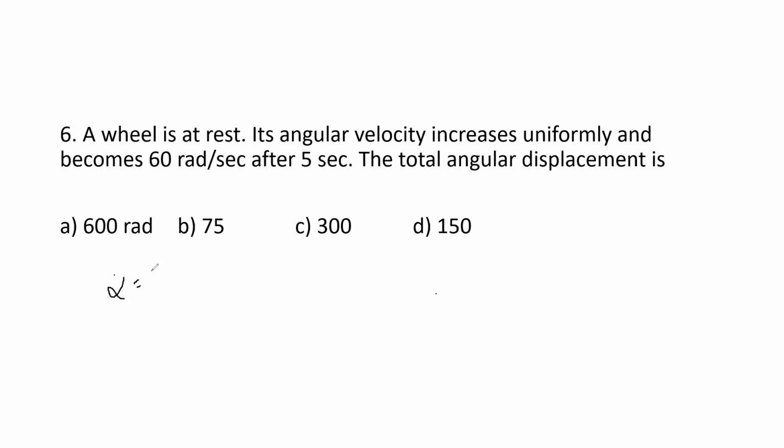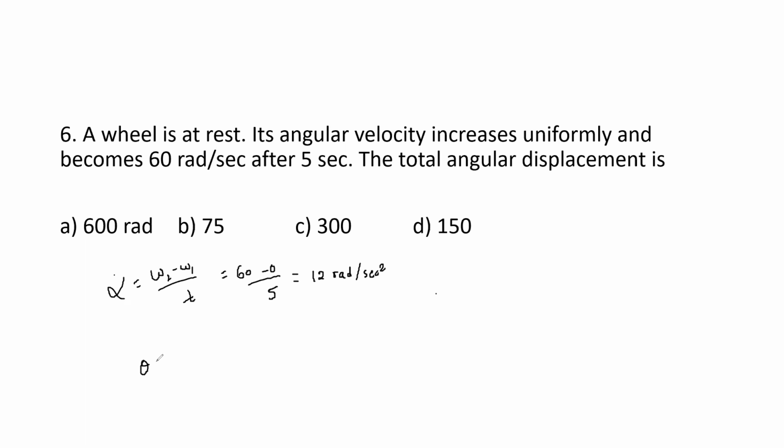First, angular acceleration is equal to omega 2 minus omega 1 divided by t. That is equal to 60 minus 0 divided by 5. That is equal to 60 by 5, how much? It is 12 radian per second square.